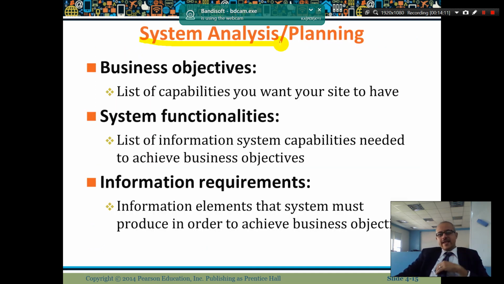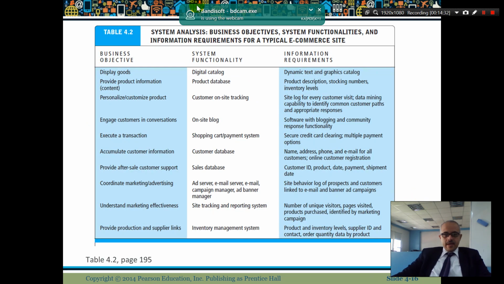Business analysis: what are your business objectives? You list the capabilities you want your site to have, what functionalities, list information system capabilities needed to achieve business objectives, and information requirements, the information elements that the system must produce in order to achieve objectives. This chart shows you business objective, system functionality needed, and information requirements.